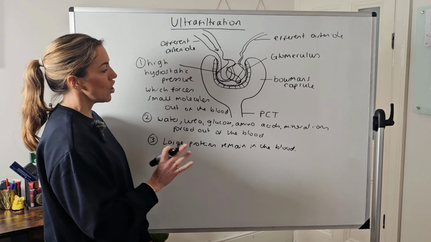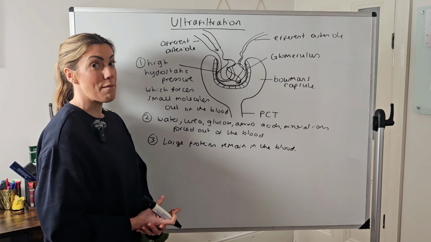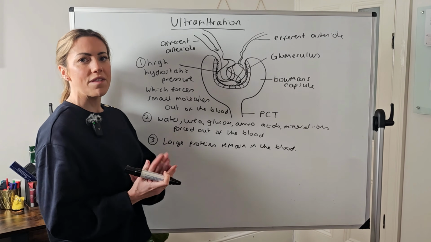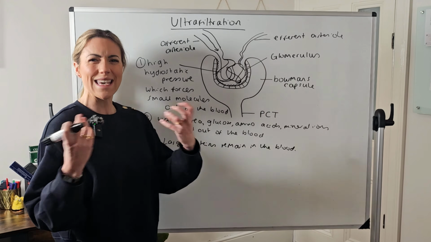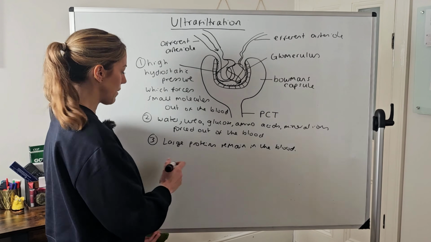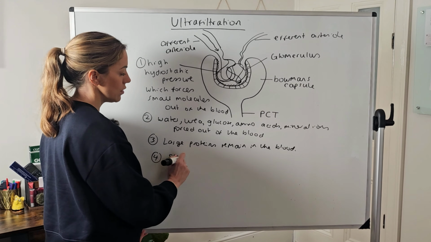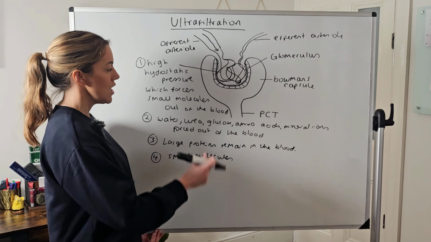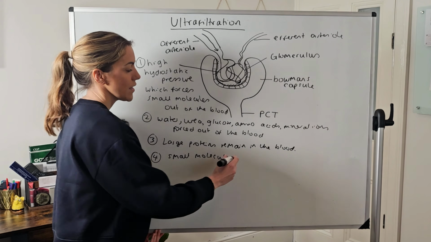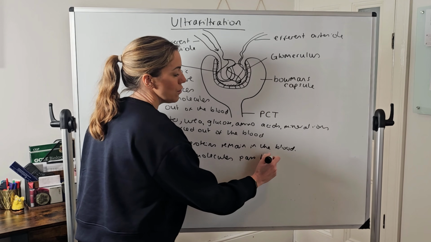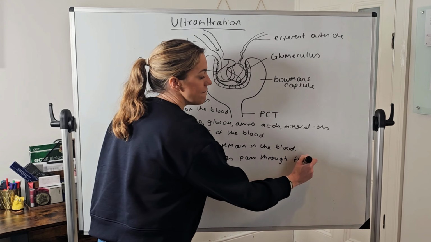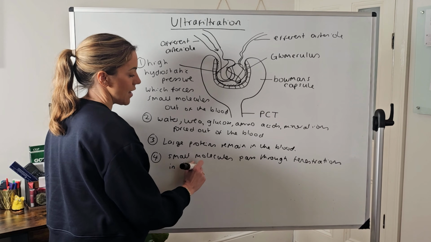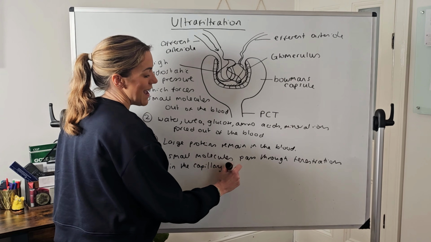Okay, now we've still not got enough marking points because this might be a 4 or 5 mark question if you're asked to describe the process of ultrafiltration. So let's talk about exactly what these small molecules have to cross over. What is the filter that we keep talking about? So the small molecules that are forced out due to high hydrostatic pressure, such as water, urea, glucose, etc., pass through what we call fenestrations in the capillary endothelium.